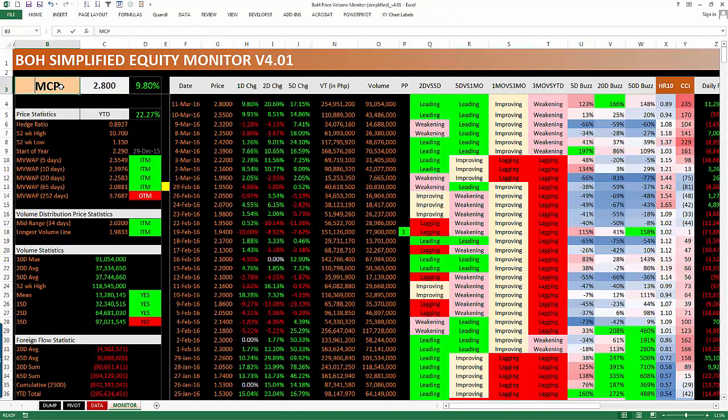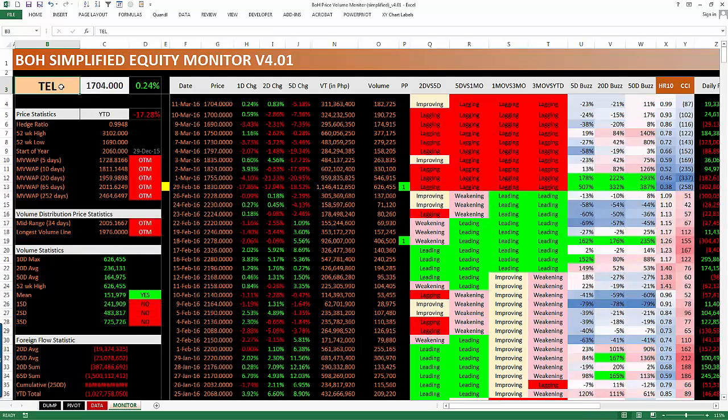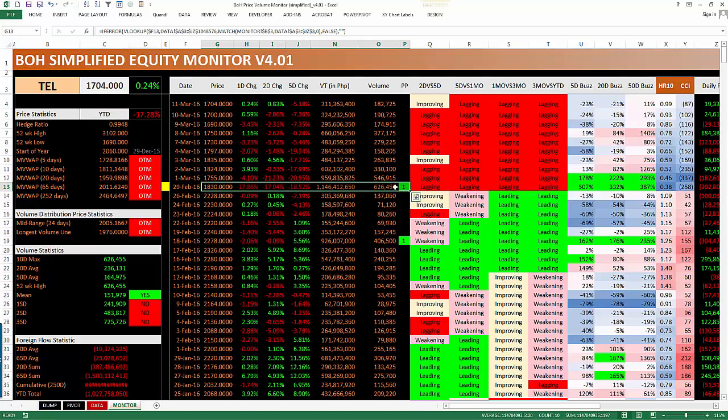Pagka nakita mo consecutive na capitulation days, then pwede pa siyang bumaba kasi marami pa talaga nagbebenta. Pero pansin mo si TEL, same thing. Recently, it printed capitulation volume at 1830. It slid to 1755 the next day. But from there, it was able to go back up to 1835.